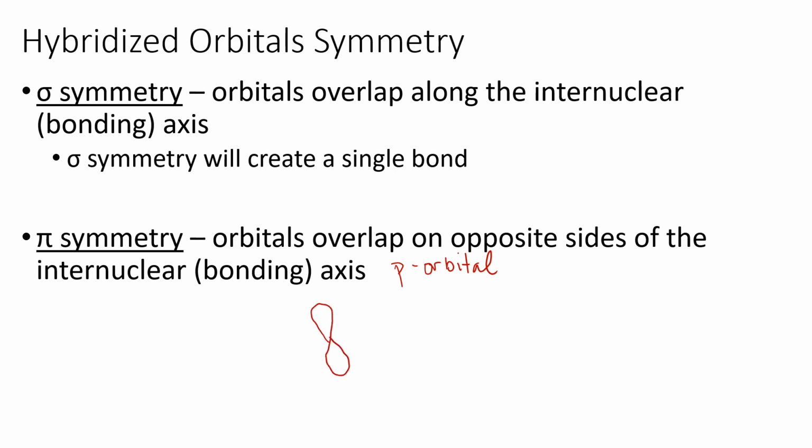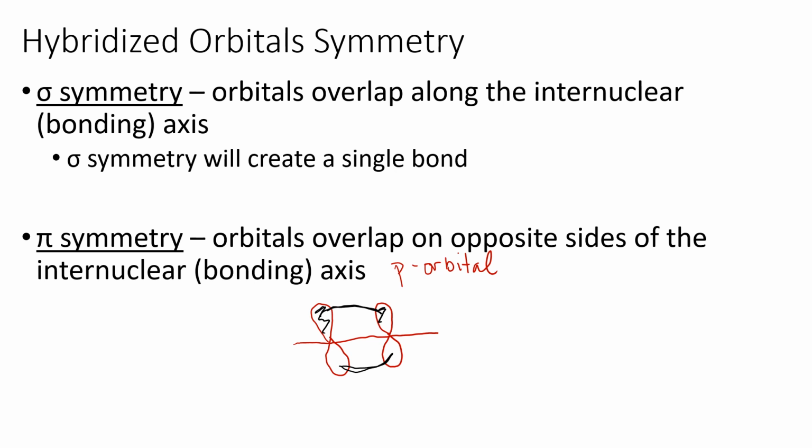So when our p orbitals are on any plane or any axis other than the x-axis, they can still overlap. So here's our internuclear axis, my line in between my two nuclei, and you'll notice the lobes of my orbital are above and below, or on opposite sides of, that internuclear axis. This is where we are going to see our overlap. So I will see an overlap between the lobes, and let's shade them in, between the lobes of our p orbital. This is what we refer to as pi symmetry.